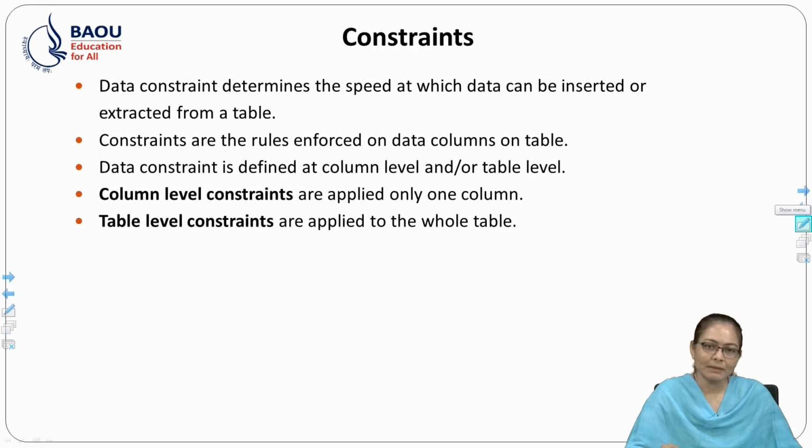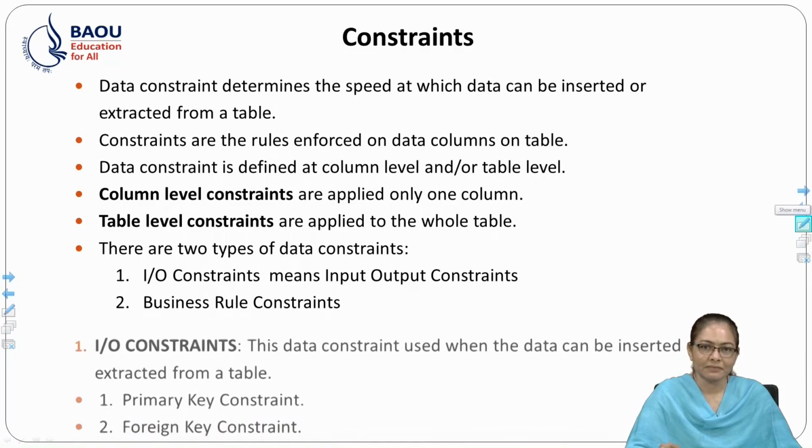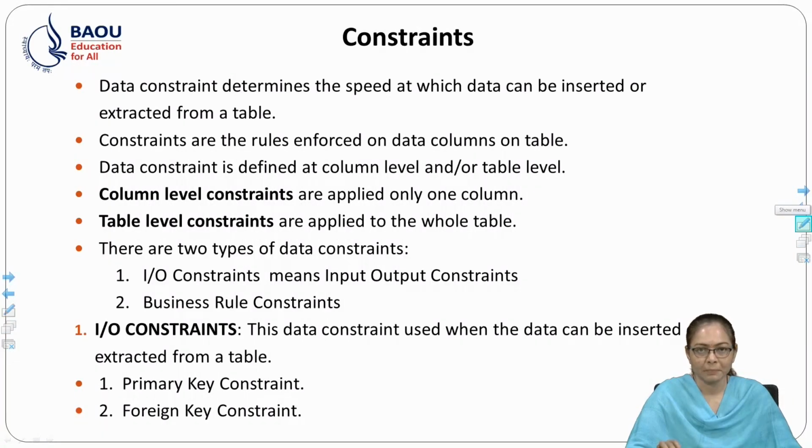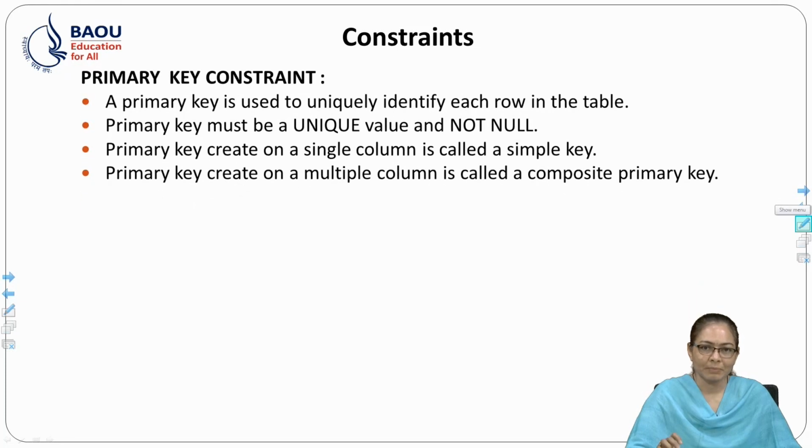There are two types of data constraint. First one is the IO constraint, meaning the input output constraint, and second one is the business rules constraint. Now we see the first, the IO constraint. This data constraint is used when the data is inserted or inputted or extracted or fetched from the table. There are two types of IO constraint. First is the primary key constraint and second one is the foreign key constraint.